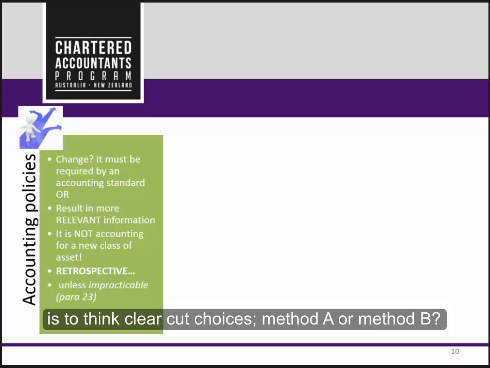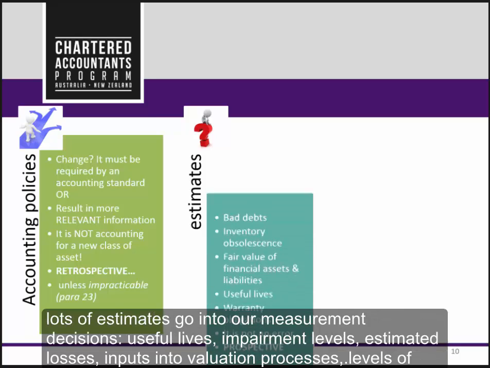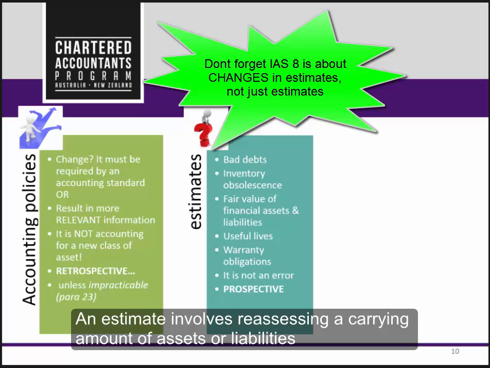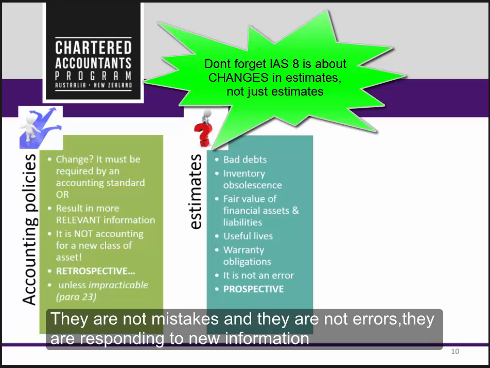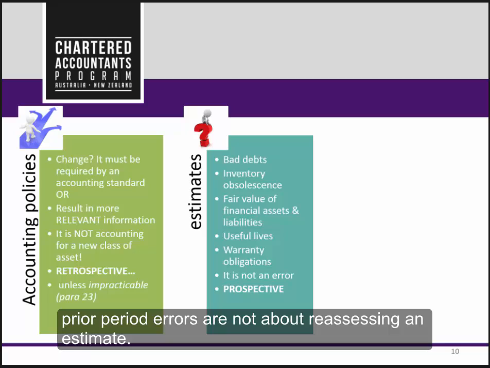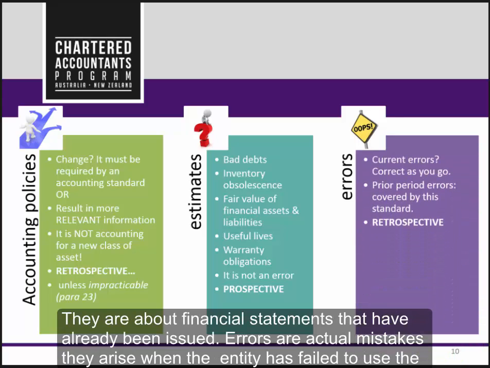Supporting these policy choices, we start to step into the realm of accounting estimates. Lots of estimates go into our measurement decisions: useful lives, impairment levels, estimated losses, inputs into valuation processes, levels of provisions. An estimate involves reassessing a carrying amount of assets or liabilities. They are not mistakes and they are not errors. They are responding to new information or changing circumstances. Prior period errors are not about reassessing an estimate. They are about financial statements that have already been issued.